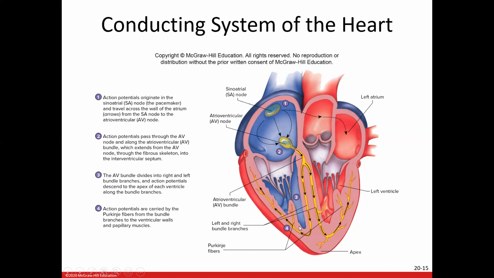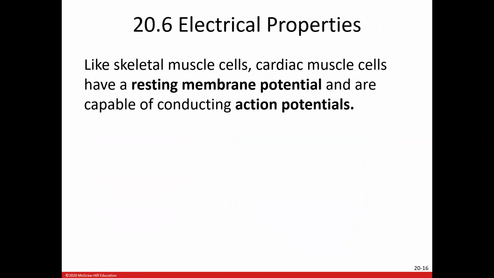Then you see off of those branches, we have these little smaller branches, like here, here, and here. Those are your Purkinje fibers. Those are the last piece of the conducting system that's delivering the signal to the actual muscle in the heart. So, like skeletal muscle cells, your cardiac muscle is a muscle, so it does have a resting membrane potential and can conduct an action potential through it.